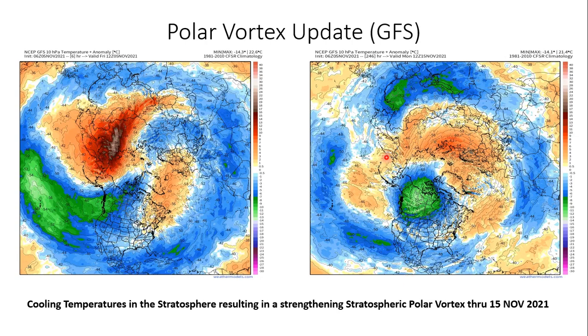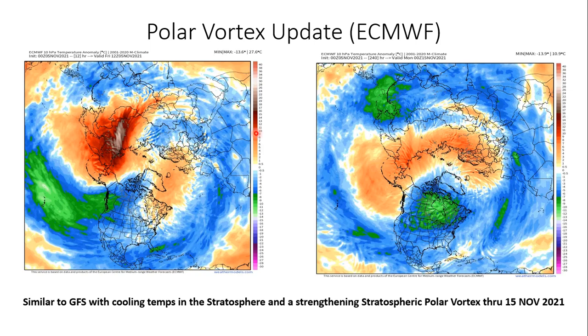Now, this is today on the left, and this is the 15th of November. I just wanted to show you a snapshot of what's coming up. By the 15th of November, we've got much colder stratospheric temperatures, denoted by this green coloring, resulting in a stronger polar vortex. These temperatures are cooling in the stratosphere. If you want a weaker polar vortex, you want these orange colors and warmer temperatures to move into the stratosphere up here at the higher latitudes.